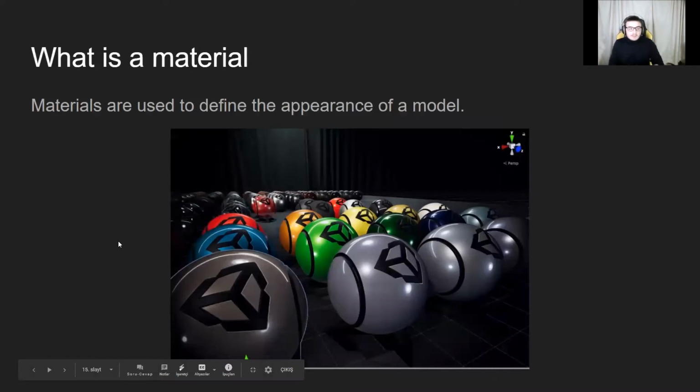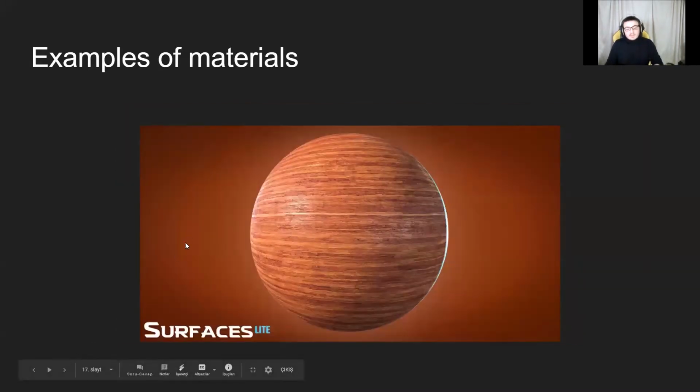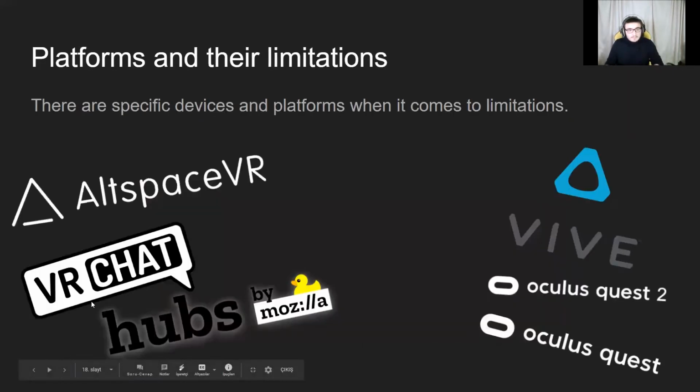Okay, so what is a material? Materials are used to define the appearance of a mesh. It's literally basic. We have an iron floor material in here, which is rusty and somewhat detailed, and we have a wood material in here. These assets are from the Unity Asset Store, the Surfaces package. I used it a while ago and it works really good, although the texture sizes are too big, but you can optimize them. We will talk about that later.